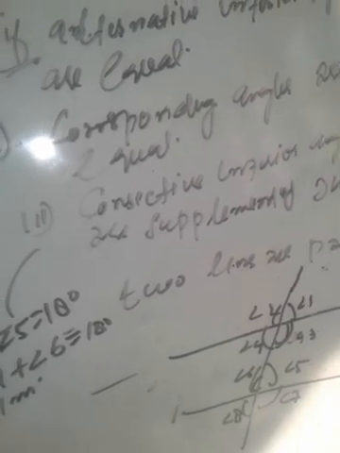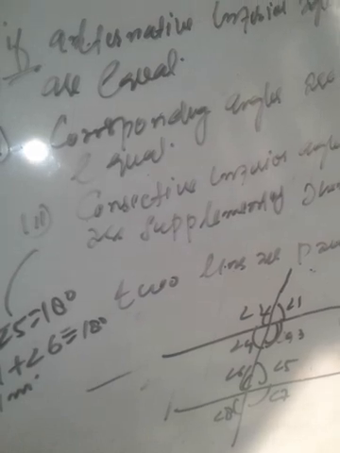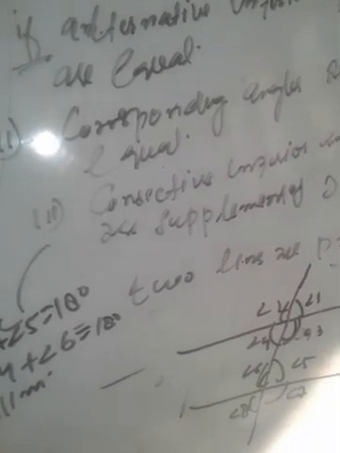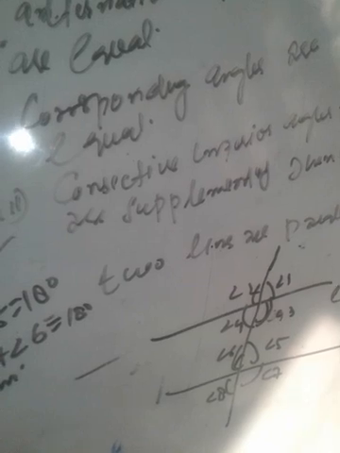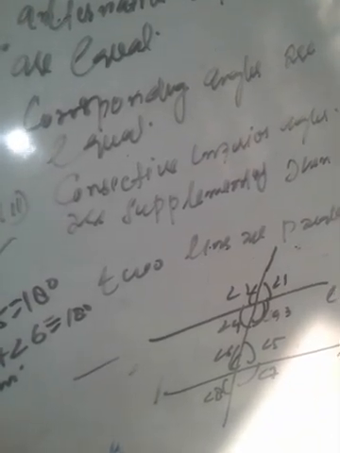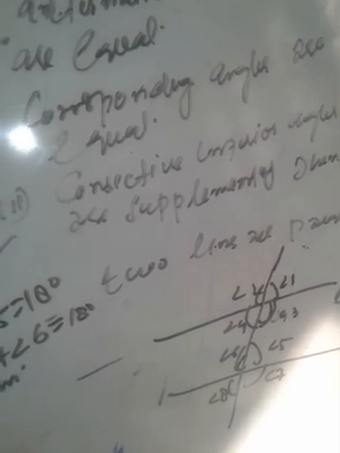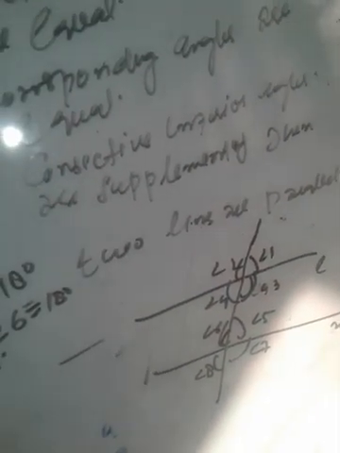And in this case, alternate angles are equal, it is given; corresponding angles are equal, it is given; consecutive interior angles are supplementary, it is given. So if a transversal intersects two lines in such a way that corresponding angles are equal, alternate interior angles are equal, and consecutive interior angles are supplementary, then the lines are parallel, L parallel to M. So I hope you will understand it.